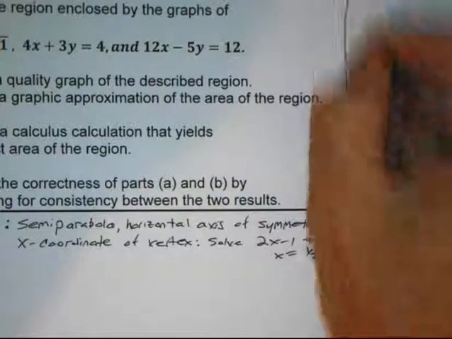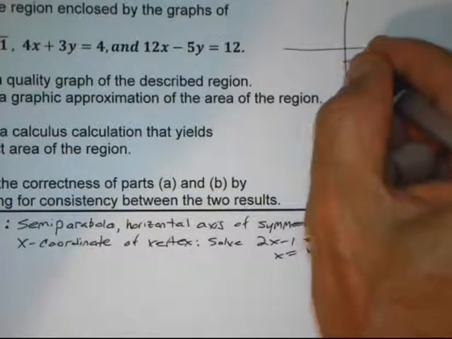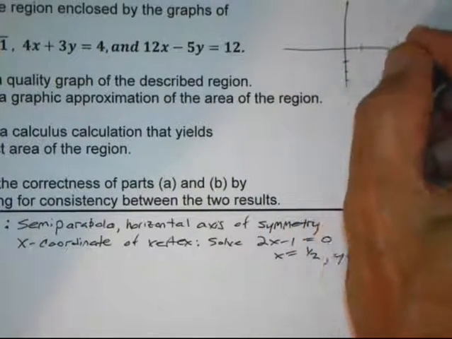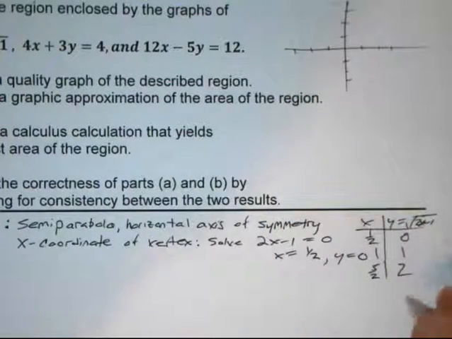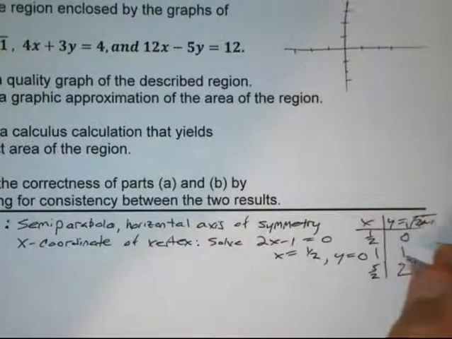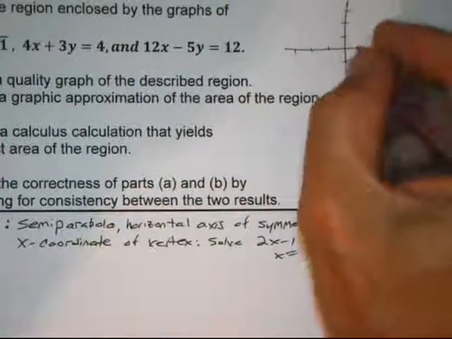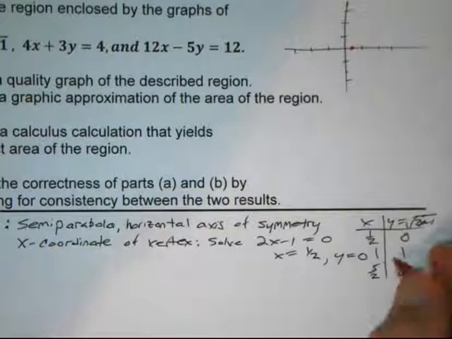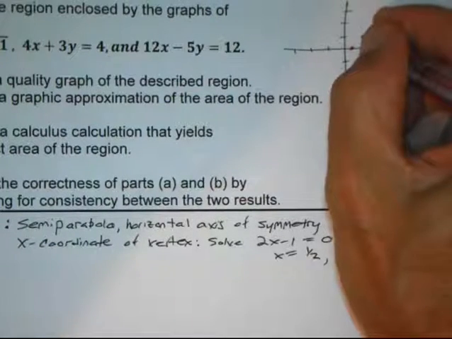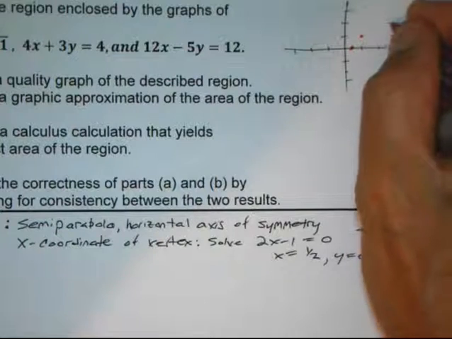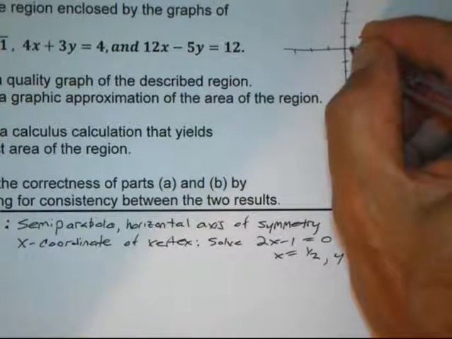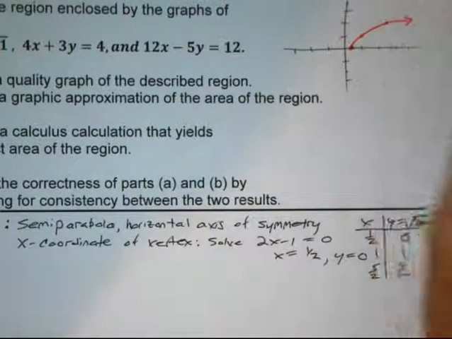Just really rough. Okay, so we've got the point (1/2, 0) for the vertex, then (1, 1), and then (5/2, 2), that is (2.5, 2). Something about like there.